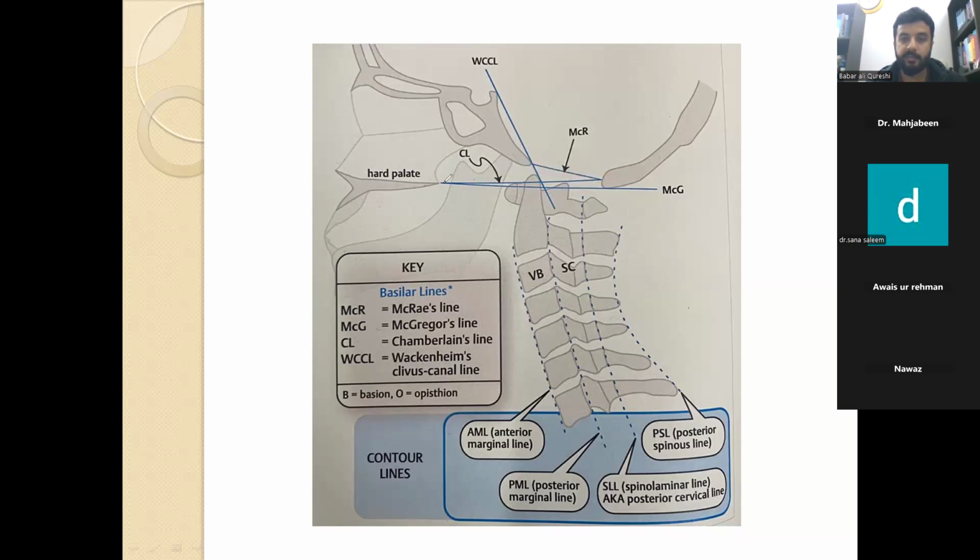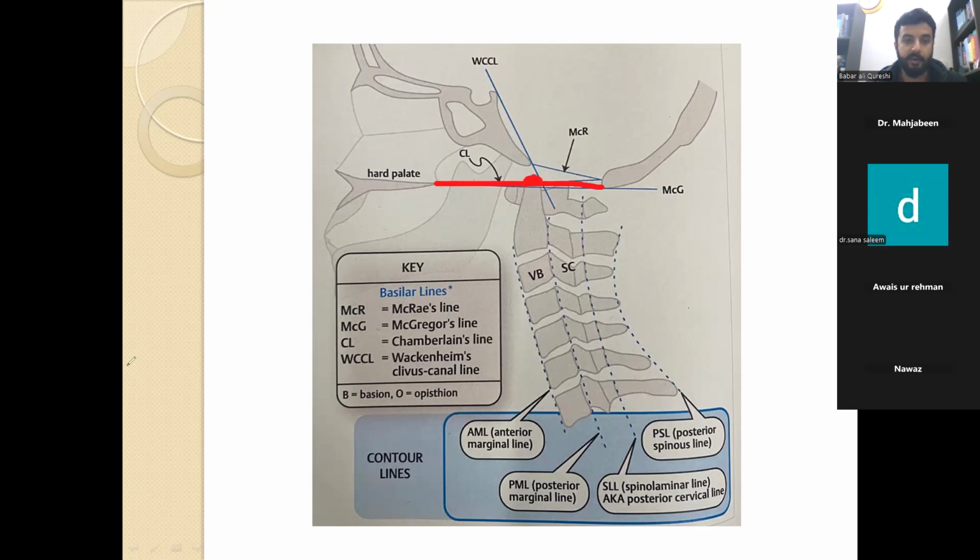Similarly, this is the Chamberlain's line. Chamberlain's line extends from the hard palate to the opisthion. And one structure that we see going beyond it is the dens process of the C2 vertebra, which is usually just 3 mm above it. It should not go more than 3 mm above it.